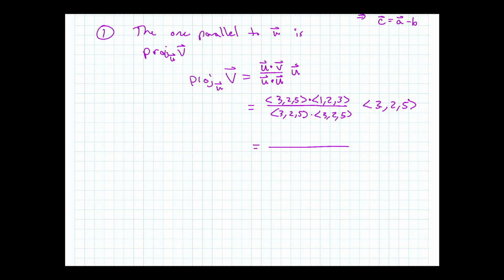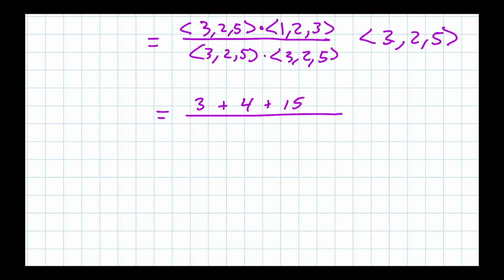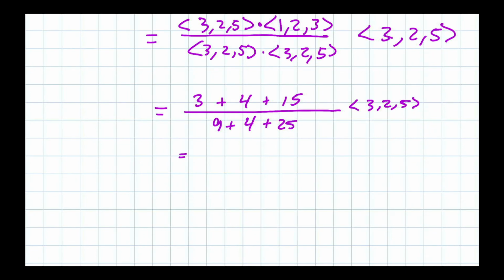So we've got to work this out. I'll try to do this relatively straightforward here. So let's just do the multiplications in our head. Right, 3 times 1 is 3, plus 2 times 2 is 4, plus 5 times 3 is 15. In the denominator, we've got 3 times 3 is 9, 2 times 2 is 4, 5 times 5 is 25, like that. So what do we get? In the numerator, 3 plus 4 plus 15, so 22. And in the denominator, we've got 9, 4 and 25, is that 38?